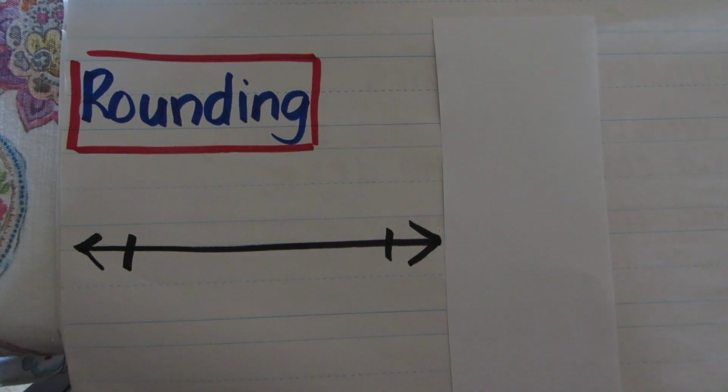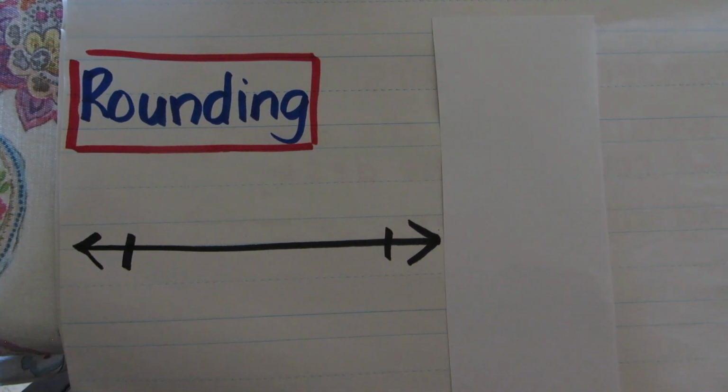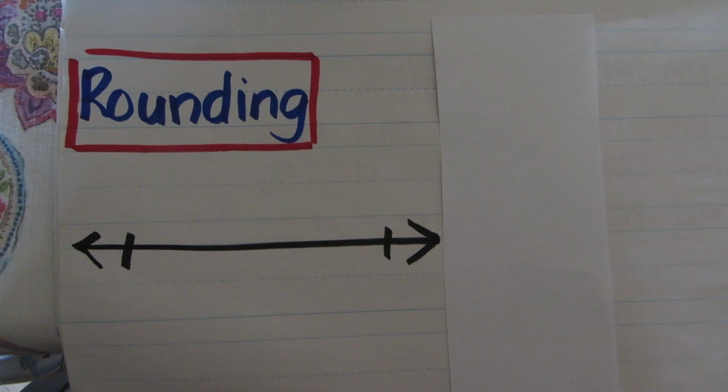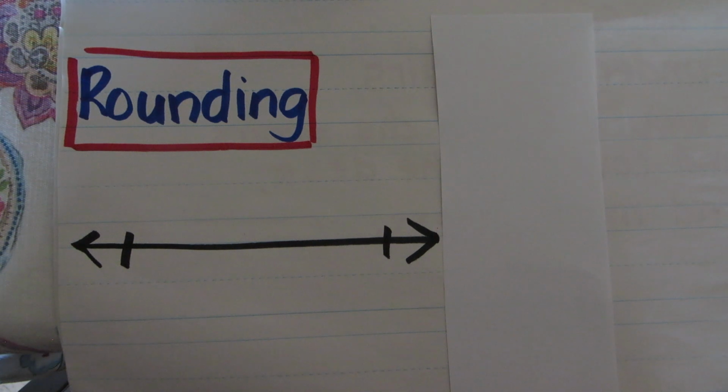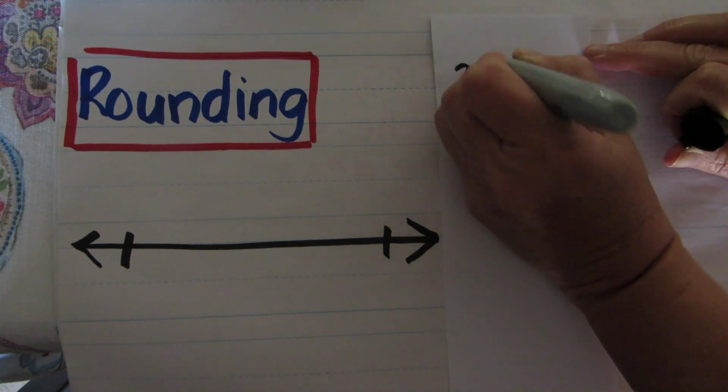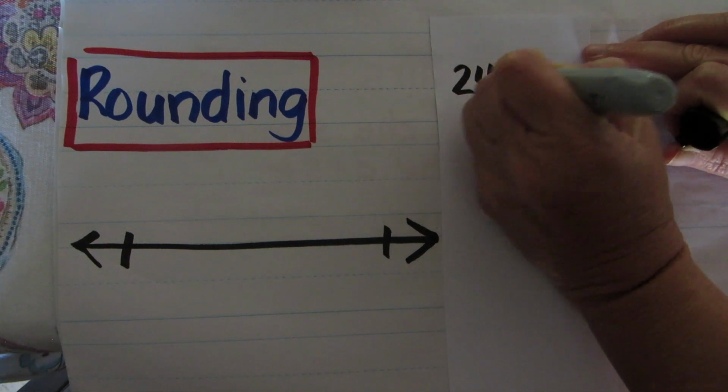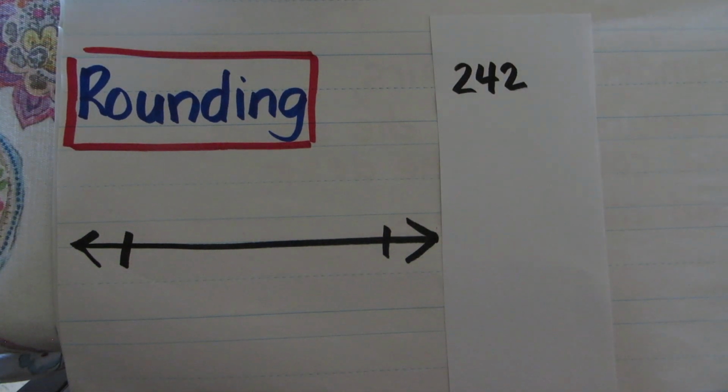Today we're going to learn how to round to the hundreds place. So it's going to be a lot like yesterday, how we did with rounding tens, and there's still some rules. So if we look at the number 242, we want to look at which hundred is it nearest.